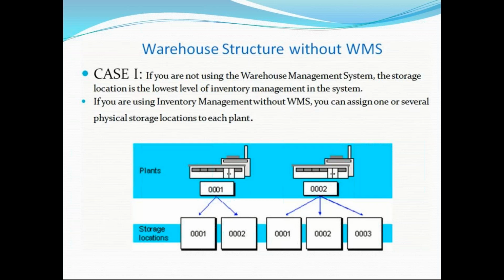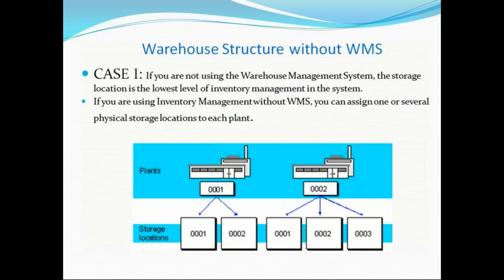In this picture, we can see there are two plants, 0001 and 0002. Since there is no warehouse management level, the lowest level of inventory management is at the storage location. Plant 0001 has two storage locations, 0001 and 0002. Plant 0002 has three storage locations, 0001, 0002 and 0003.